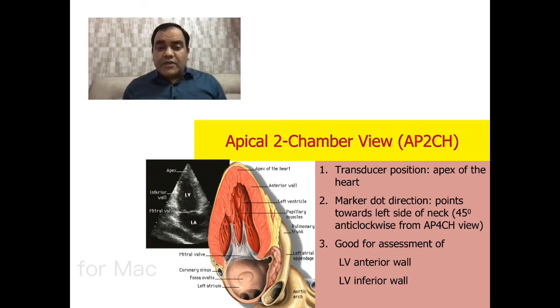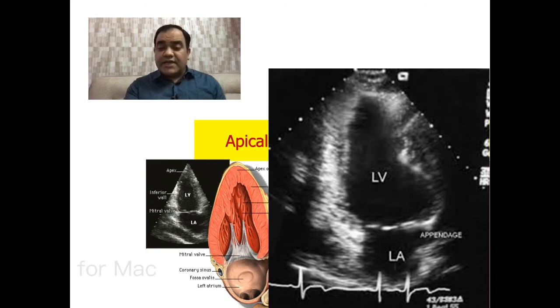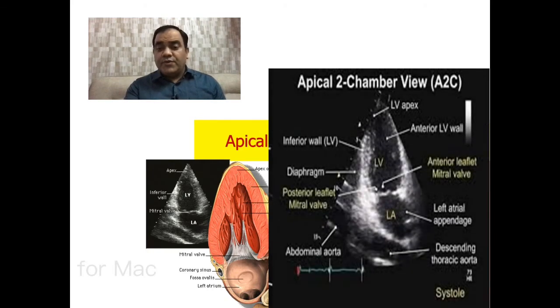Now come on to the apical 2 chamber view. To make this view, the transducer position should be at the apex of the heart. The marker dot direction points towards the left side of the neck, that is 45° anti-clockwise from apical 4 chamber view, and it is good for the assessment of the LV anterior wall and LV inferior wall. In this 2 chamber view, we can clearly see the left atria, left ventricle, mitral valve, and the inferior wall and anterior wall of the left ventricle. This is the diagram showing the apical 2 chamber view, and different structures clearly visualized in this view.